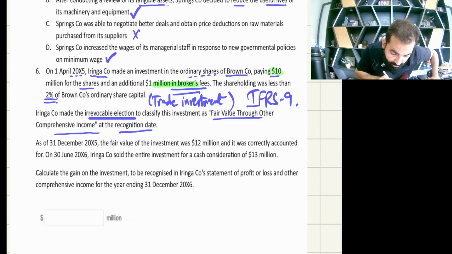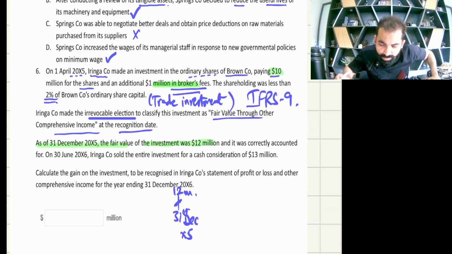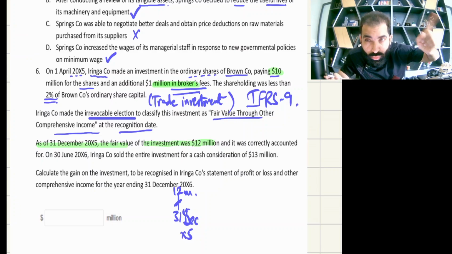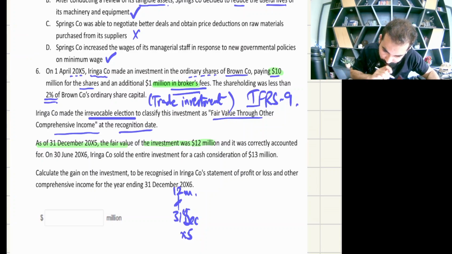Now don't sleep. At 31st December X5, the fair value was 12 million. So definitely, we must have brought this investment to 12 million, from 11 to 12, and this unrealized gain of fair value through OCI goes in OCI. So 1 million we have transferred to OCI, and now our investment is at 12 million. Be careful now, and it was correctly accounted for.